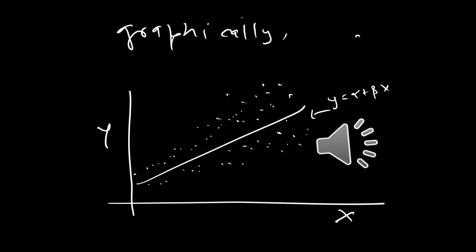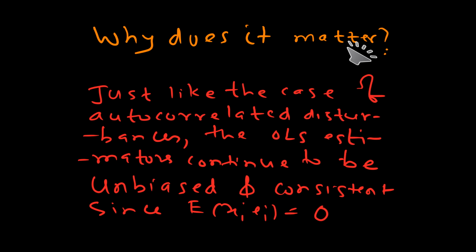increases with the value of x. You can see in the picture that as x increases, the spread of the data expands. That is, the variance of the error term is not constant, but actually is some function of x. Just as in the case of autocorrelated disturbances that we have seen before, the OLS estimators, despite heteroskedasticity, continue to remain unbiased and consistent. That is because X and E are still uncorrelated.